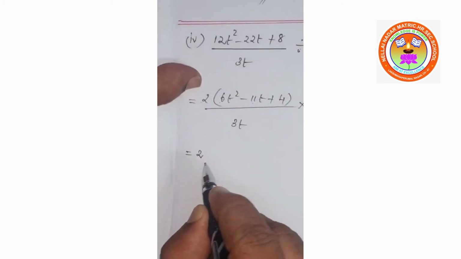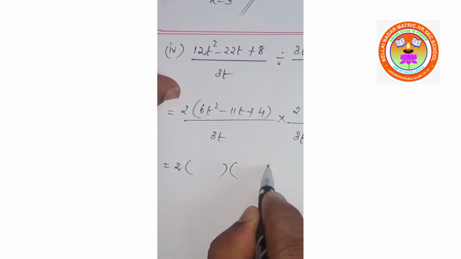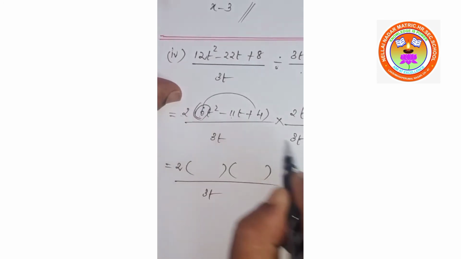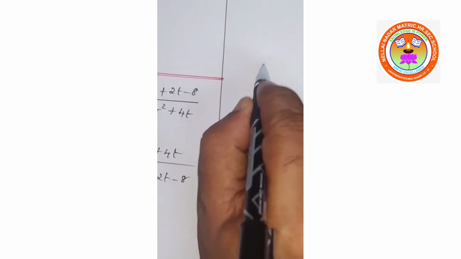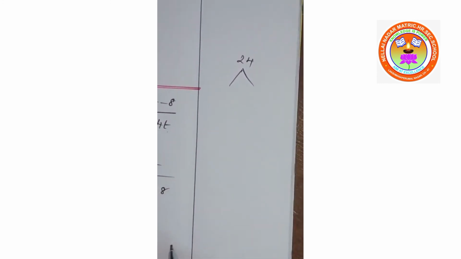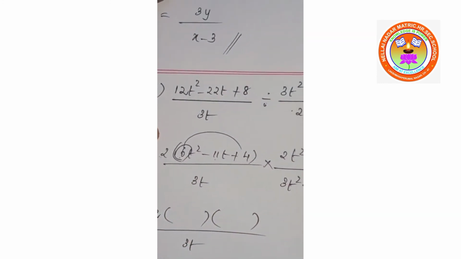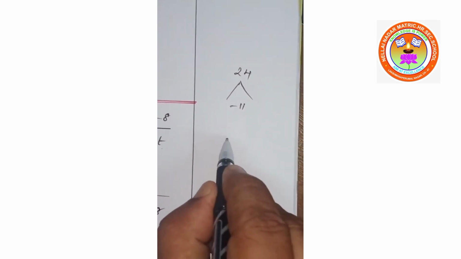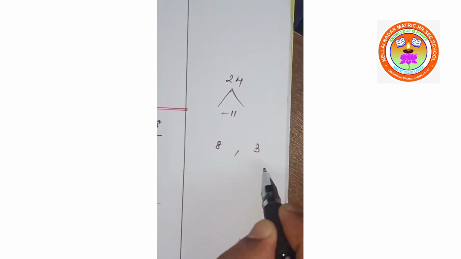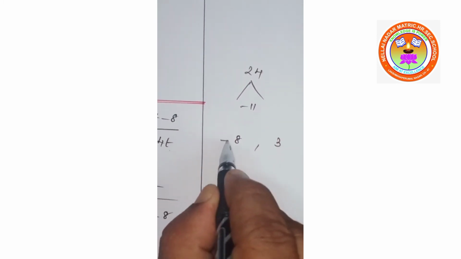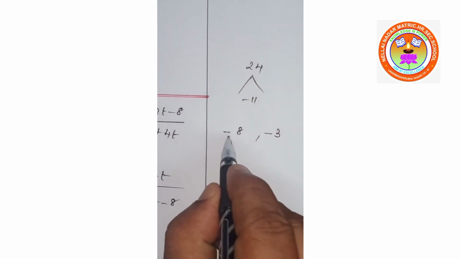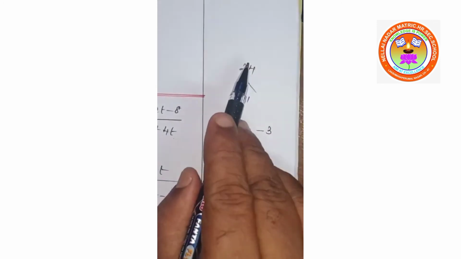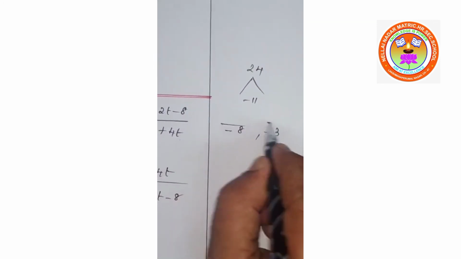2 into, we have to factorize. 6 into 4, that is equal to 24. Coefficient of t is equal to minus 11. Product 24, sum minus 11. The two numbers are 8 and 3. For getting minus 11, you have to introduce minus for both the numbers. Minus 8 minus 3 is equal to minus 11. Minus into minus is plus, 8 3s are 24.